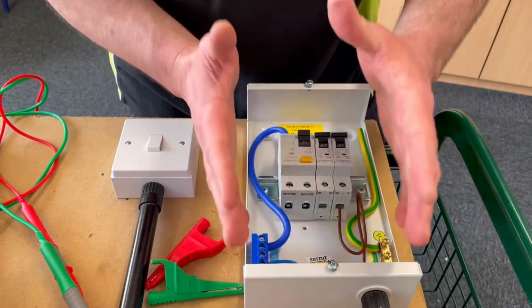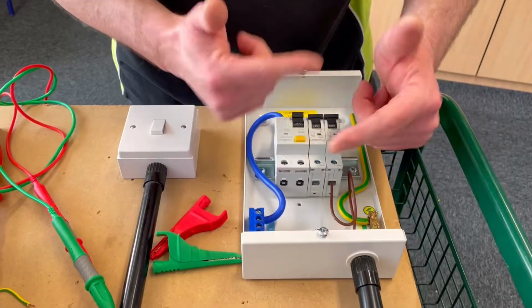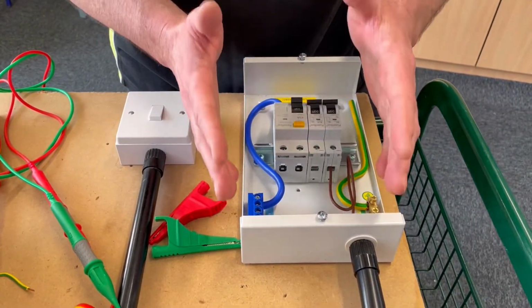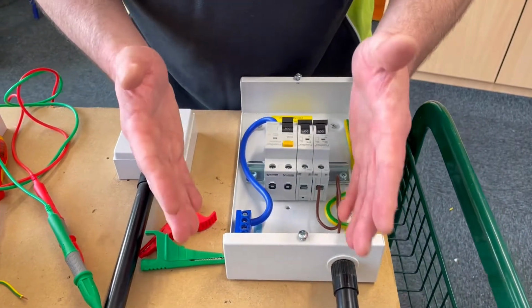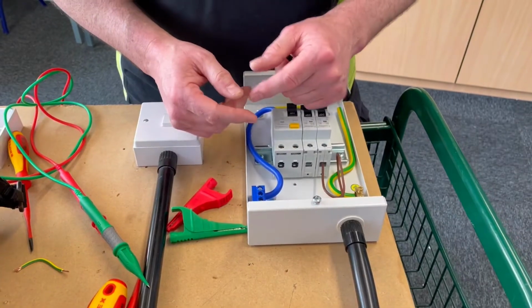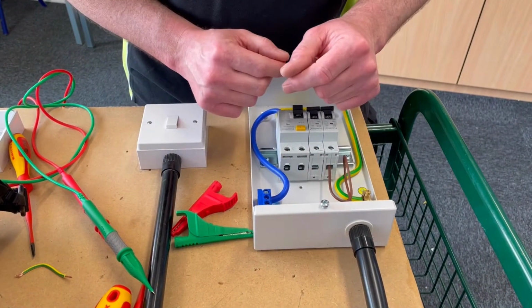We expect it to be a fantastically high reading, and we got a reading higher than the machine could read, and we would record those readings for me as plus 999. But sometimes people use that greater than symbol. But again, I like to put plus in there. So that's the insulation resistance test carried out.